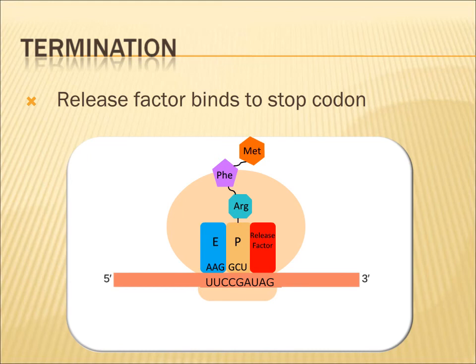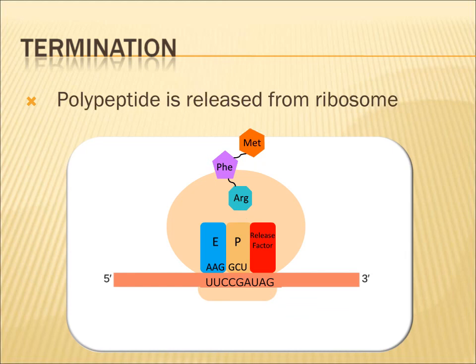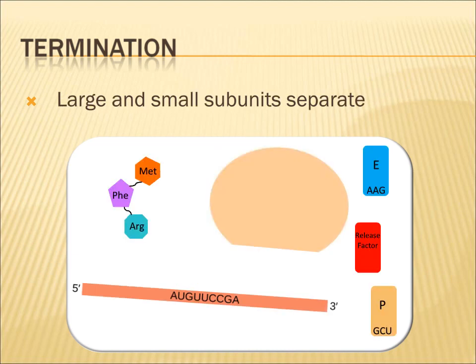There is no transfer RNA for the stop codon. Instead, a release factor will bind to the stop codon. This results in the hydrolysis of the bond between the last transfer RNA and its amino acid, releasing the polypeptide and the transfer RNAs from the ribosome. Then the large and small subunits of the ribosome detach from the messenger RNA. The messenger RNA may be used several more times before it is degraded or otherwise inactivated.